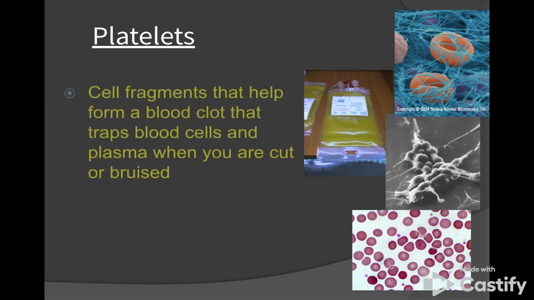All right, platelets are really cool. They're basically fragments of cells. They're not whole cells, but they help to make a blood clot. And that blood clot kind of makes a fibery mesh that traps blood cells and the plasma when you're cut or bruised. So whenever you get a cut, your body is going to send these platelets here to make a scab. And some plasma might leak through for a little bit, which is why you might see a little bit of oozing.